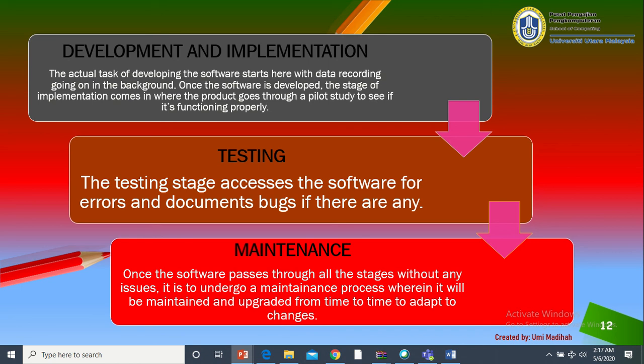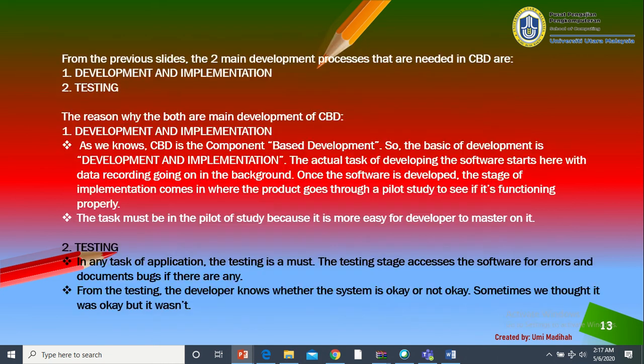Then testing. The testing stage assesses the software for errors and documents bugs if there are any. Next is maintenance. It is the last stage in the software process. Once the software passes through all the stages without any issues, it undergoes a maintenance process wherein it will be maintained and upgraded from time to time to adapt to change.